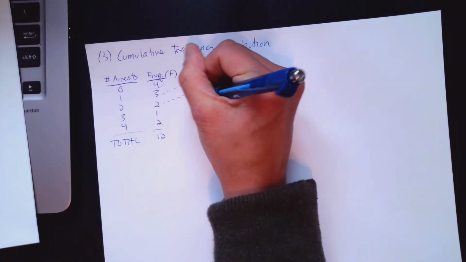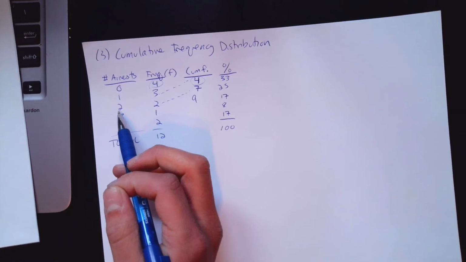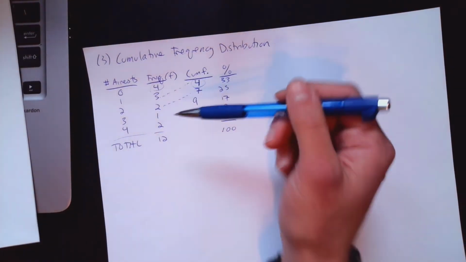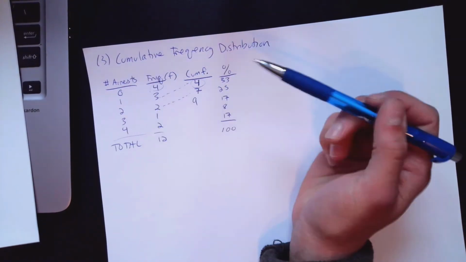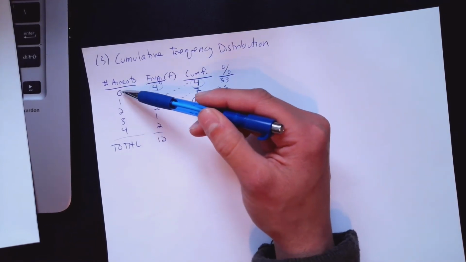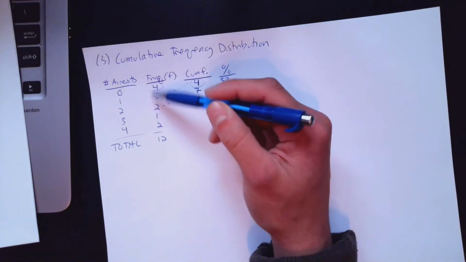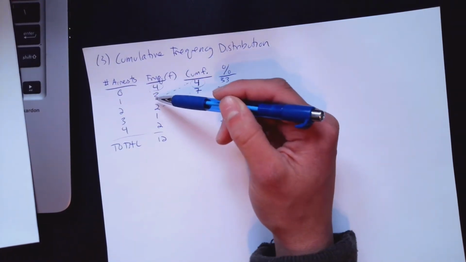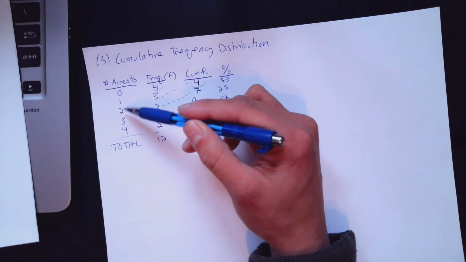Here, 7 plus 2 is 9, and this gives us a cumulative frequency for 2 arrests. How we interpret this is that 9 people in our sample had 2 or fewer arrests. In other words, 9 people in our sample had 2 arrests, 1 arrest, or 0 arrests. So that's 2 or fewer. And again, you can double check this by adding up the numbers that we have for 2, 1, and 0. So 2 plus 3 is 5, 5 plus 4 is 9, and that gives us 9 people who had 2 or fewer arrests.